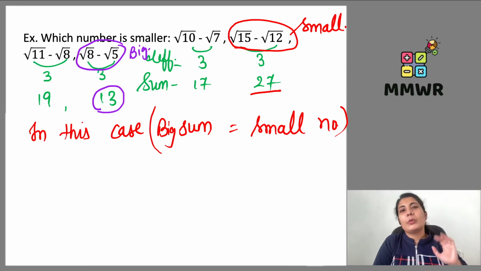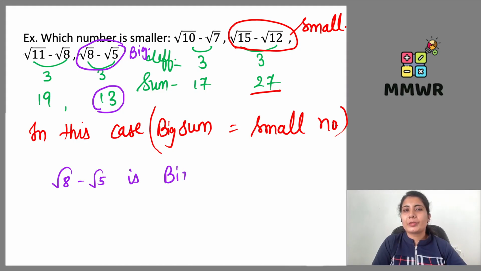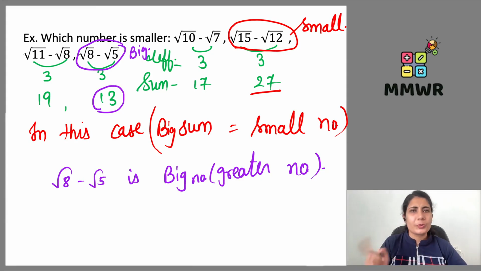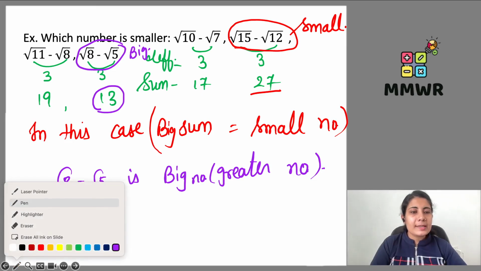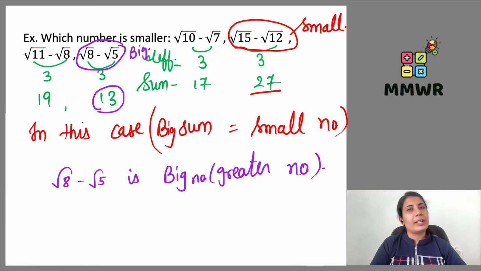That is why root 8 minus root 5 is the big number, the greater number. This way you can remember: just opposite. The bigger the sum, the smaller the number. Why? I will give you the reason: this will not simplify directly.